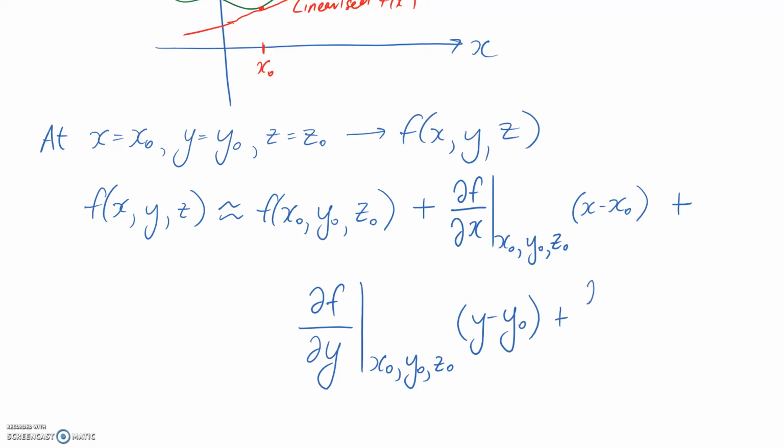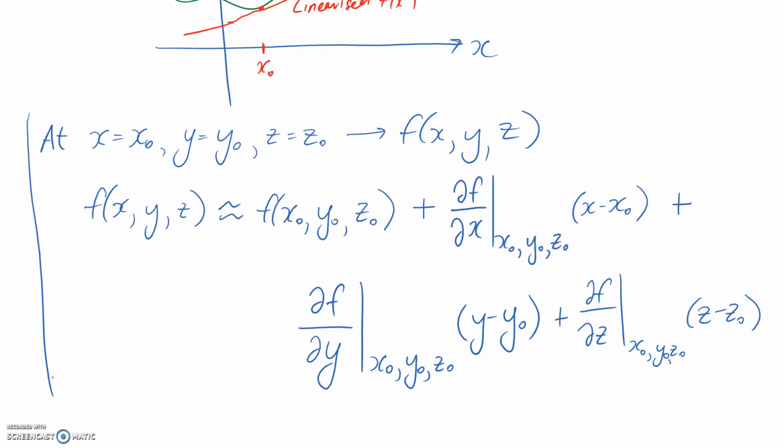We have one more variable, so we're going to do this one more time. So partial derivative of the function with respect to z, evaluated at x0, y0, z0, and then multiplied by the difference between z and z0. And you can do this for as many variables as you need to.